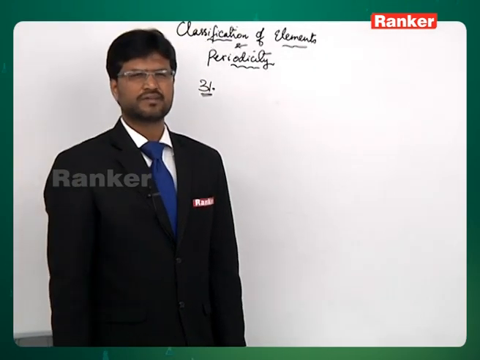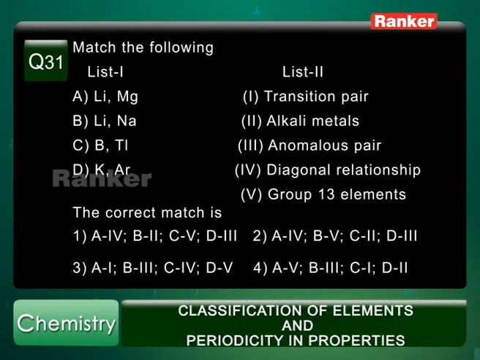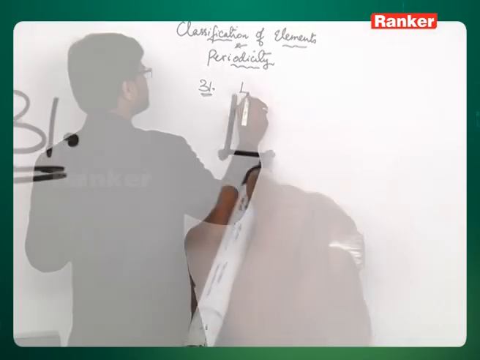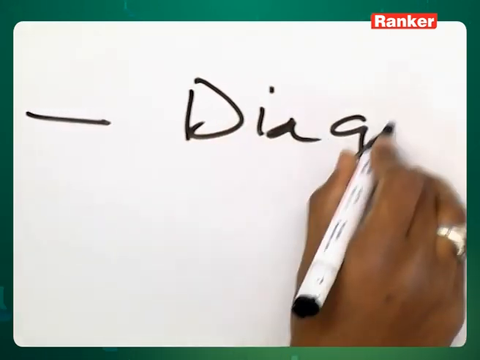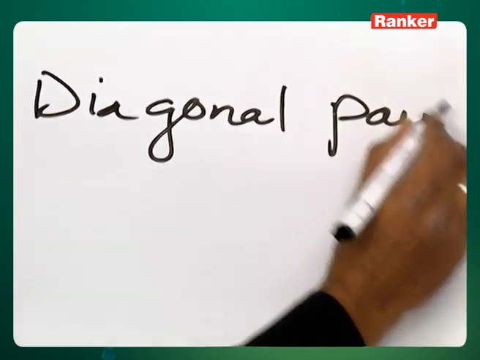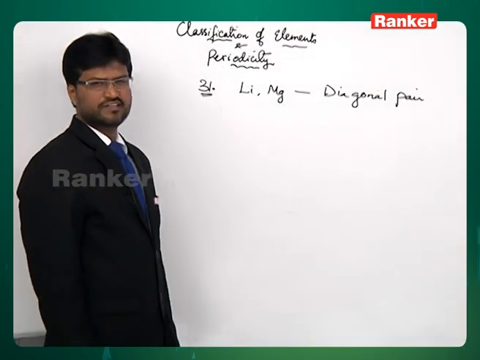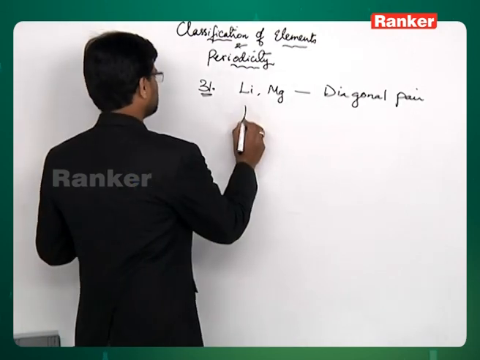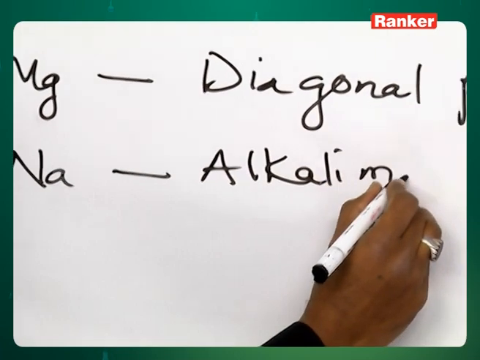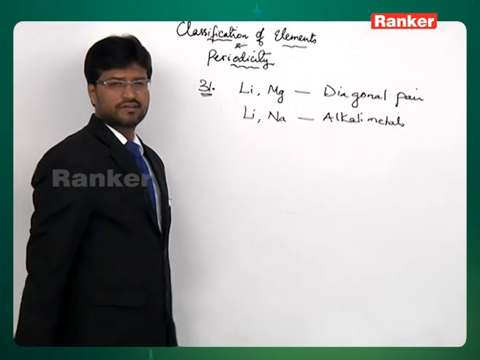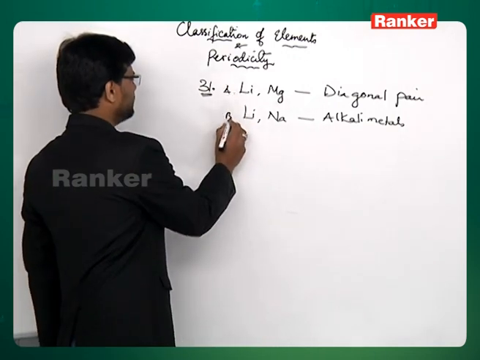Question number 31. It's another match the following type of question. In list 1 you have pairs of elements. In list 2 the designation given to the pair. List 1 has lithium magnesium. Lithium and magnesium, they belong to adjacent groups, so they can become a diagonal pair. Then the second pair is lithium sodium. They are alkali metals. They belong to the same group. Then this is A, this is B.